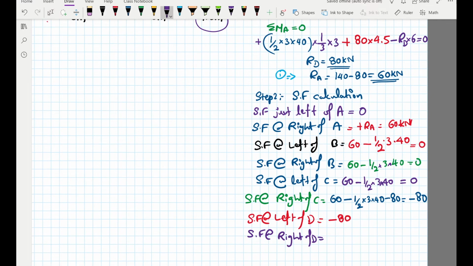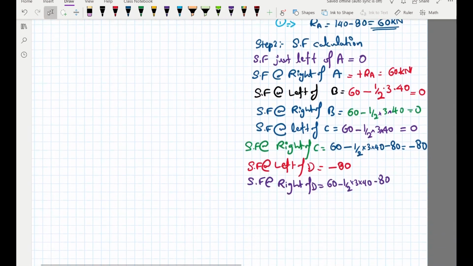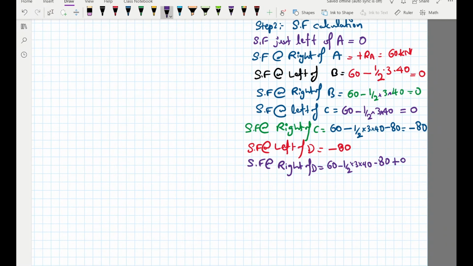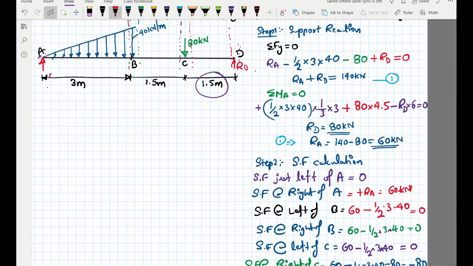If you consider the left side, that is 60, minus half into 3 into 40, minus 80, which is acting downward, that is the point load, plus RD. RD is 80, therefore this will be 0. In the previous case also, left of D, if I consider the left side, 60 minus half into 3 into 40 minus 80 will give minus 80. So I got all the answers. I am going to draw the shear force diagram now. So I will take that particular beam.